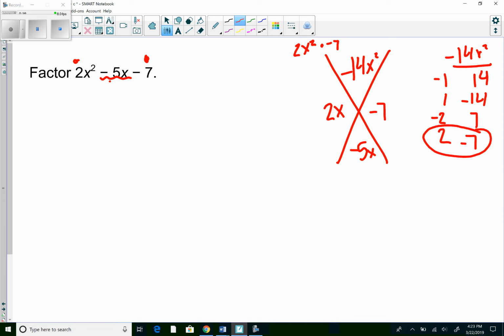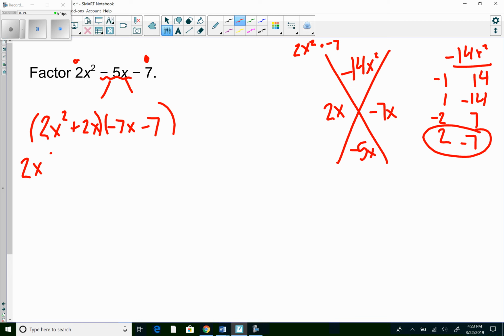So let's split this negative 5x up. So here's 2x squared. I'm going to do plus 2x, and then I'm going to do negative 7x, and then minus 7. Let's group these first two together, group these second two together. Hey, those look super nice. I've got a common factor in each of them.